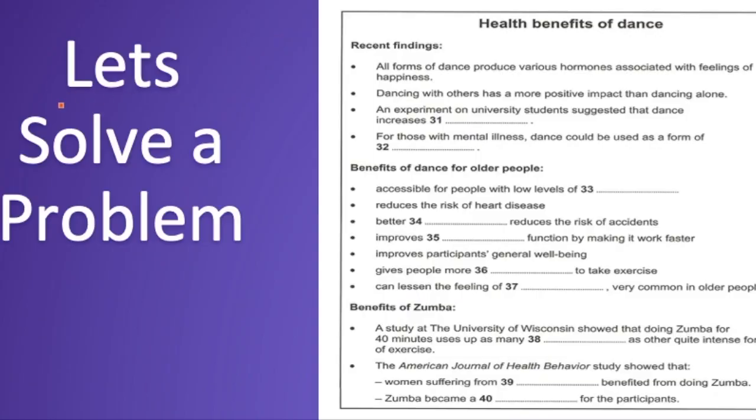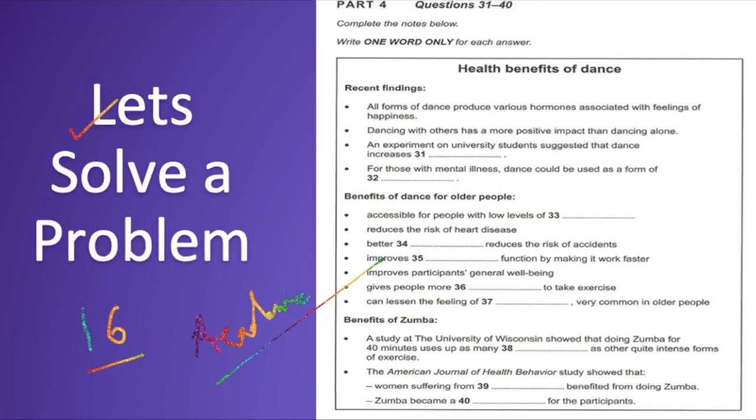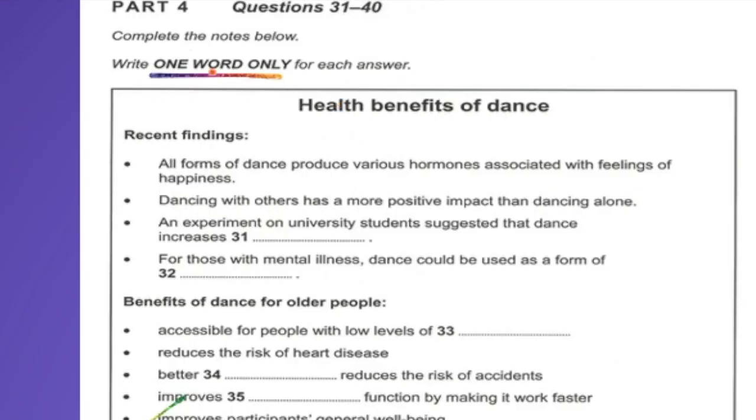Let's solve a problem, and this, like I said, is a completion type exercise based on Cambridge 16 academic test number 2. It is a notes completion exercise, and let's take a look at the questions first. So first is instructions: write one word only. Health benefits of dance. Now let's read the questions. So these are the recent findings in notes.